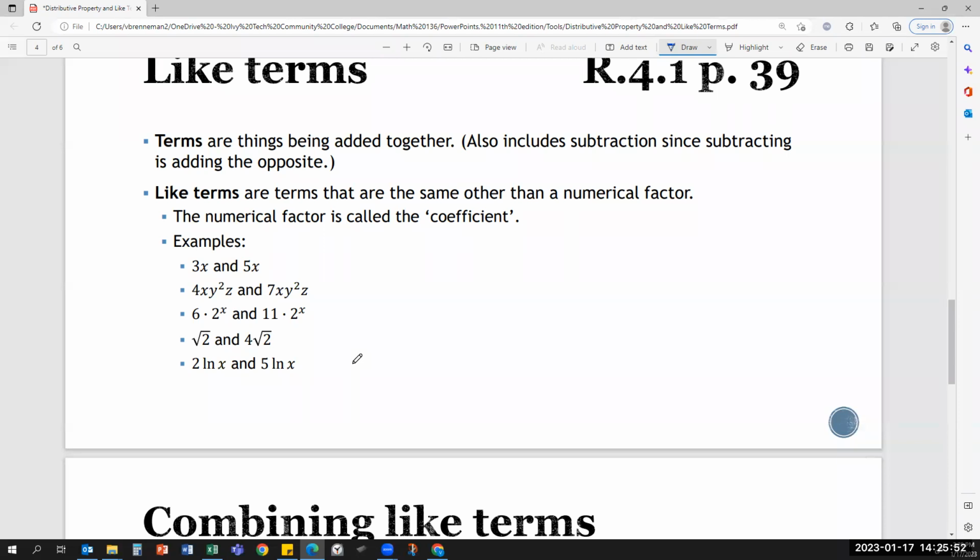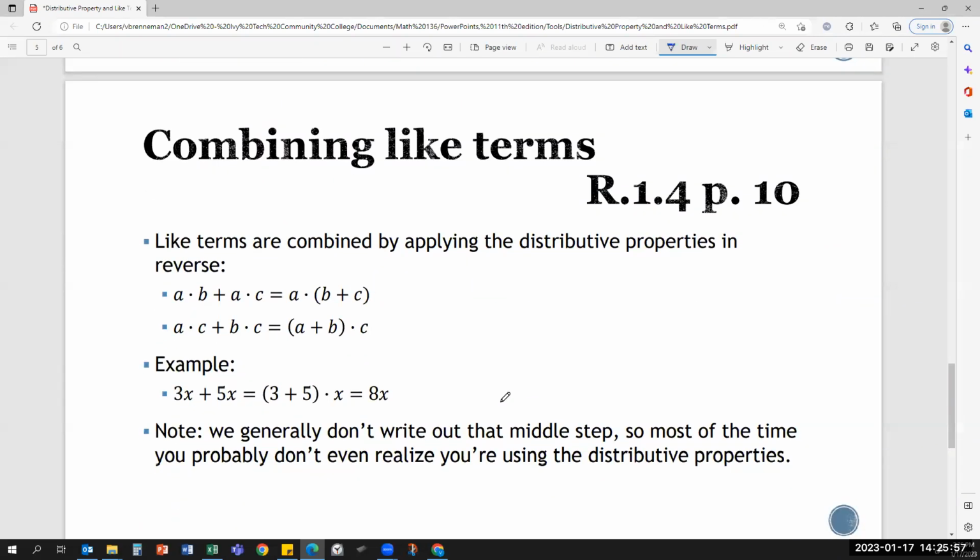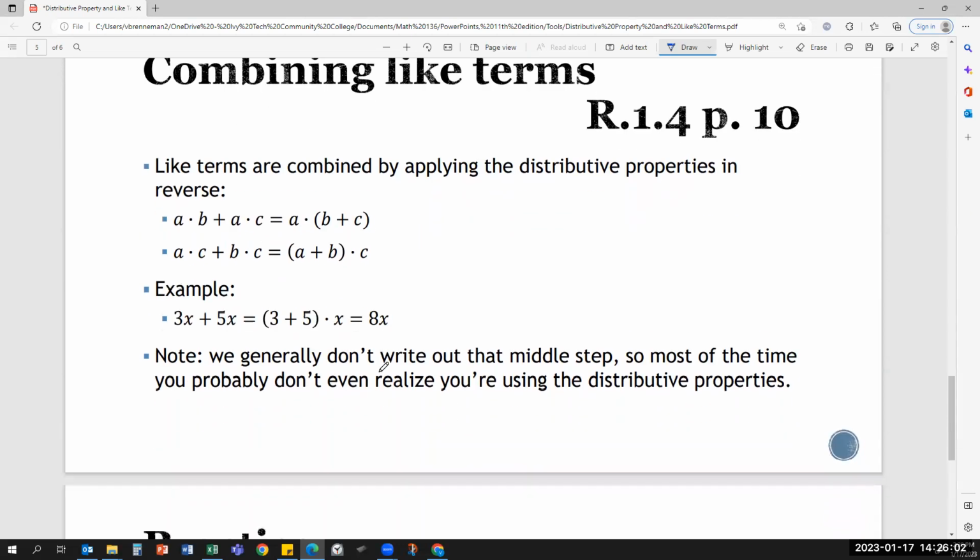So those would all be like terms, and like terms can be combined. The way you can combine like terms is really applying the distributive property in reverse. So 3x plus 5x, 3 times x plus 5 times x, you can turn into 3 plus 5 times x, or 8x. Typically, we don't write that intermediate step. We just know that we can add the coefficients of those like terms, and the rest of the like terms stays as is. So you probably didn't even realize you were using the distributive property in reverse when you were doing that, but that's what's happening.